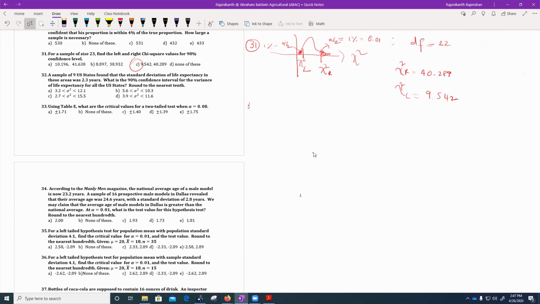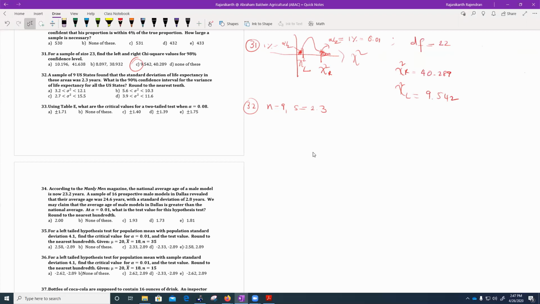Okay, number 32. A sample of 9 US states found that the standard deviation of life expectancy in this area was 2.3 years. So you know the standard deviation for the sample. The sample size is 9, and the standard deviation for this problem is 2.3. Okay, what is the 90% confidence interval for the variance of life expectancy?